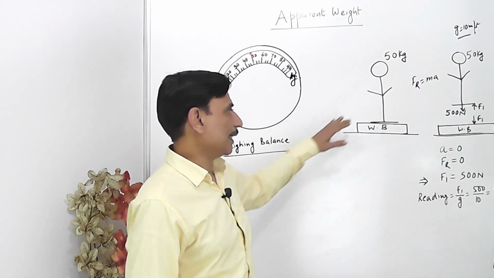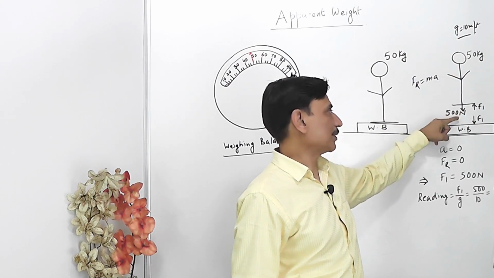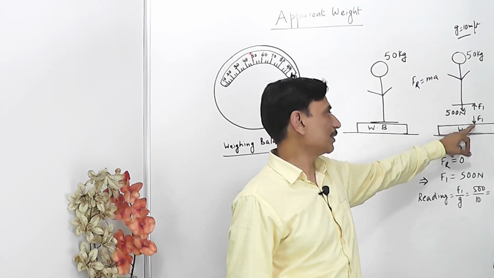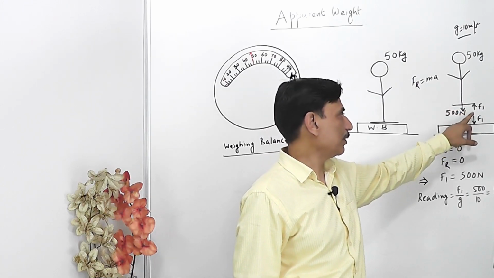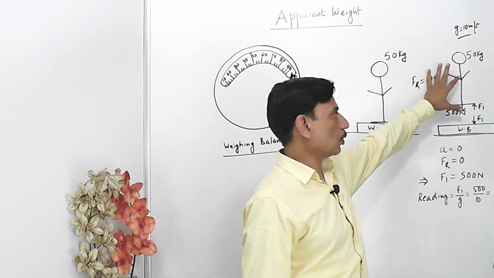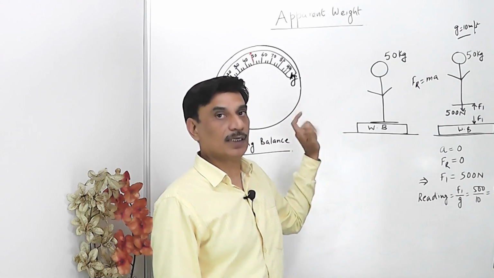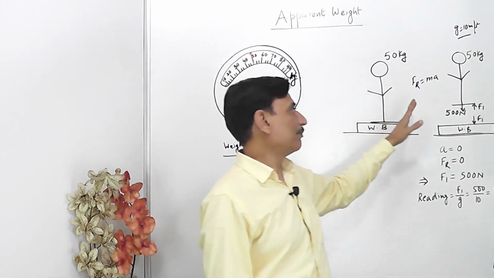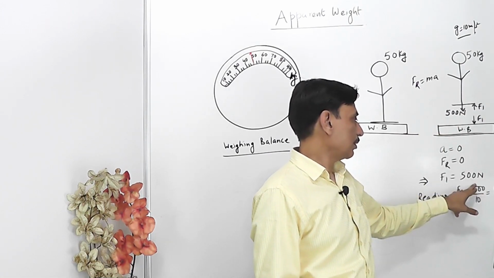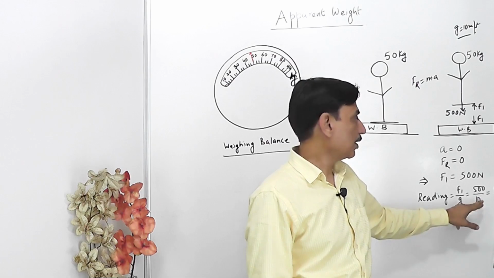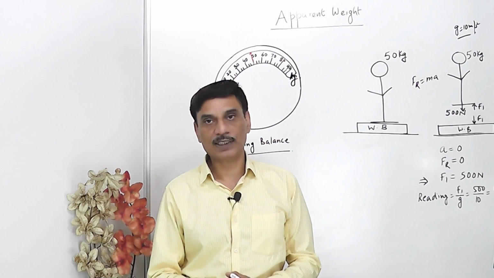The person stands on the weighing balance, we draw the free body diagram: 500 Newton is downwards, F1 is upwards, and F1 is on the weighing balance. Our aim is to find the value of F1. This is not accelerating, so F1 is equal to 500 Newton. But what the manufacturer does is, whatever the reading is in Newton, he divides it by 10, that is by g, 500 by 10, and puts the value over here, 50 kg, your weight is 50 kg. This is how the weighing balance works.